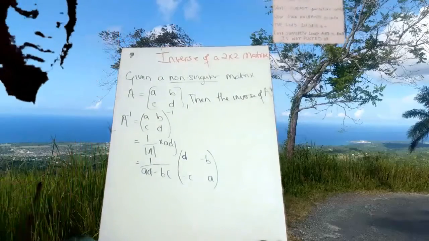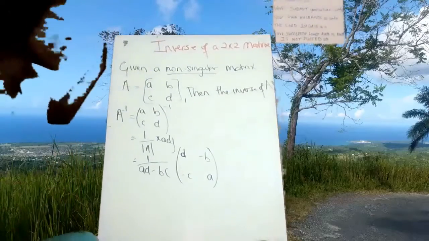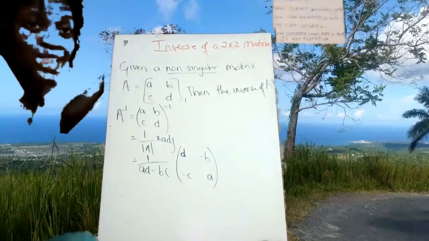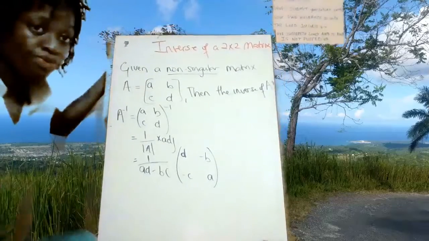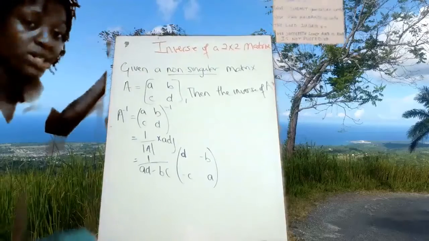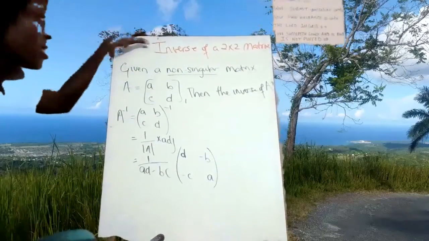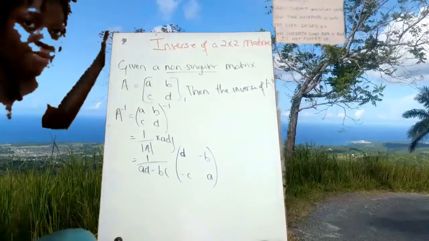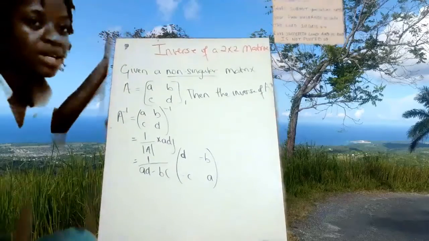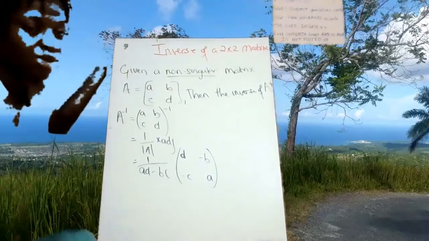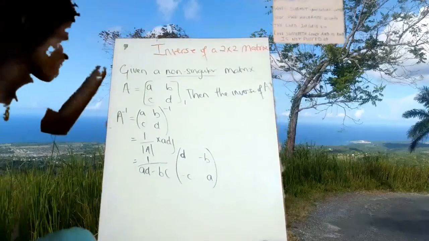So here are the notes that you need to get down in a book. You can pause the video at this point and write it off. It says, given a non-singular matrix. Now, why must it be a non-singular matrix? We'll soon get to that.